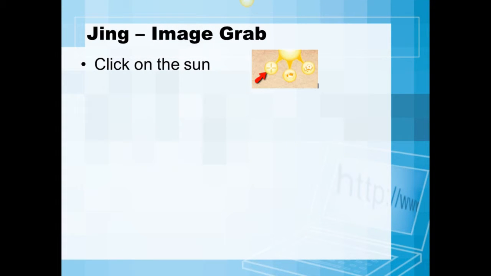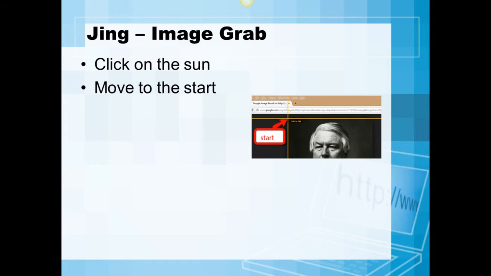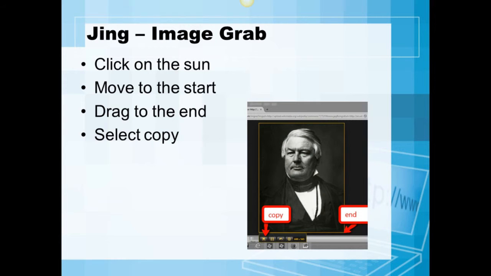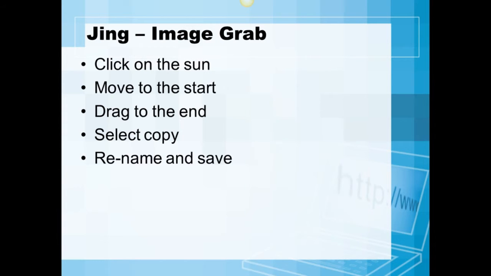In Jing, there should be a half sun either at the top or along the side. What you want to do is click on that and then click on the crosshairs. Drag your mouse over to the beginning of where you want to grab an image. Then hold the left mouse button down and drag across to the end of the image, where you'll see that it takes in all of what you want as far as an image goes, and then click the copy, which is the icon on the left at the bottom.